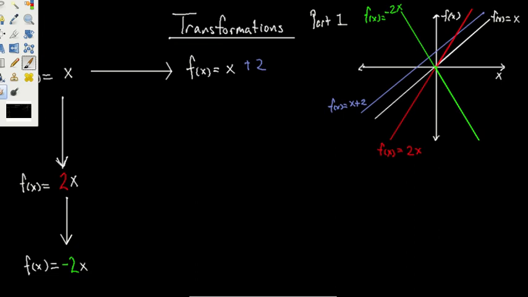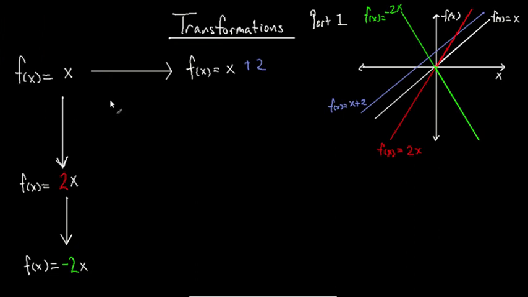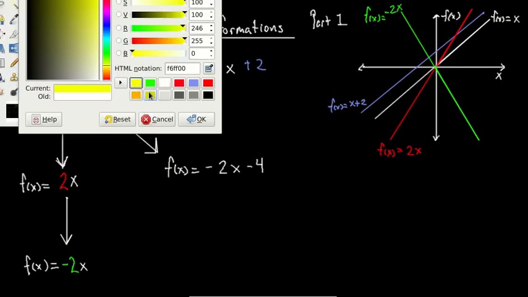So let's go ahead and get original colors. Alright, so let's say that we were here. So putting these things together, what if we had f of x equals negative, let's say 2x minus 4. So what does this even mean? Well, and I'm going to go ahead and get the yellow out for this.